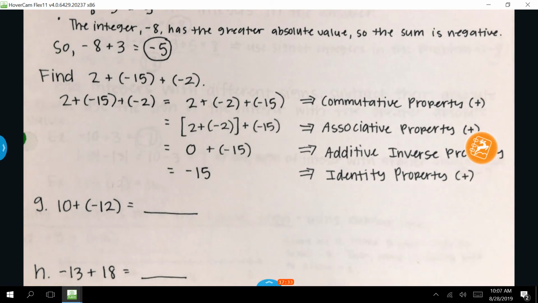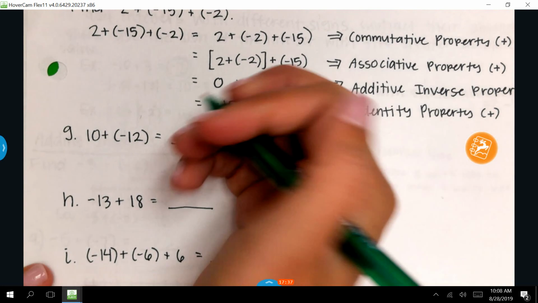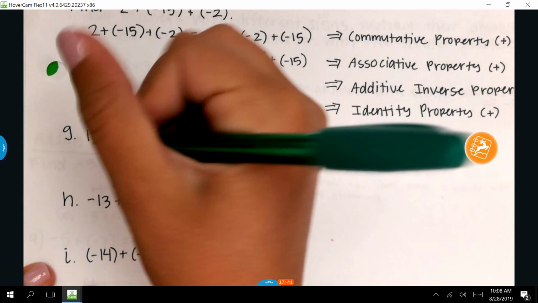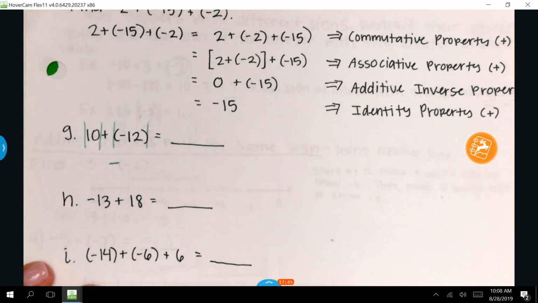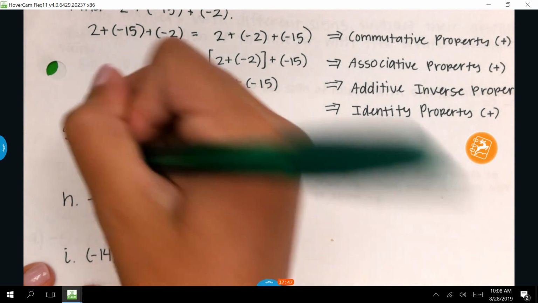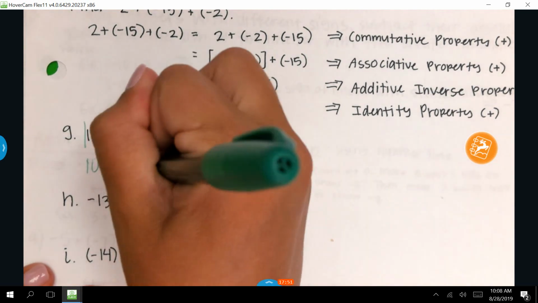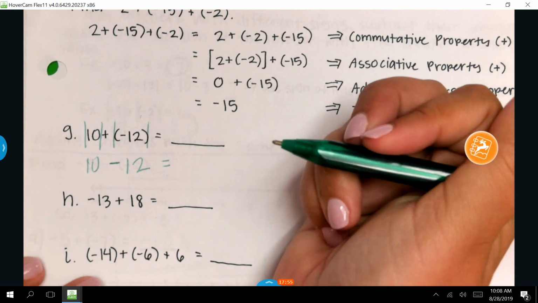Alright, 10 plus negative 12. Same signs or different signs? Different signs, so am I adding or subtracting? I'm subtracting, but I'm going to subtract their absolute values. So what's the absolute value of 10? What's the absolute value of negative 12? So, in this case, 10 minus 12 will give me what?